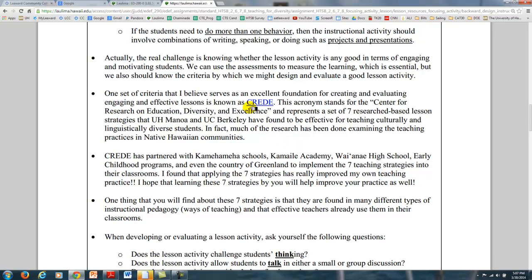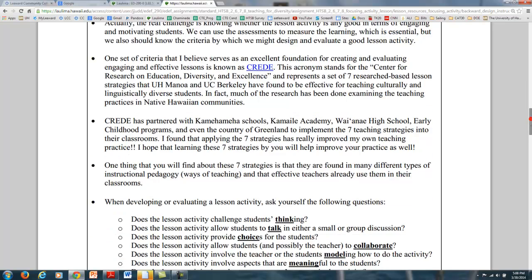One way to do this is to follow the 7 elements of CREDE. CREDE stands for the Center for Research on Education, Diversity, and Excellence, and represents 7 research-based lesson strategies that UH Manoa and UC Berkeley have found to be effective for teaching culturally and linguistically diverse students. Much of the research has been done examining the teaching practices in Native Hawaiian communities, and CREDE has partnered all over the islands with these folks here, and I've also changed my teaching by applying the 7 strategies.